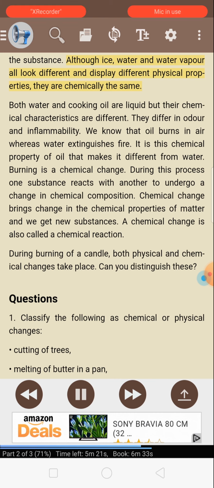Although ice, water, and water vapor all look different and display different physical properties, they are chemically the same. Both water and cooking oil are liquid, but the chemical characteristics are different. They differ in odor and inflammability. We know that oil burns in air, whereas water extinguishes fire. It is this chemical property of oil that makes it different from water.